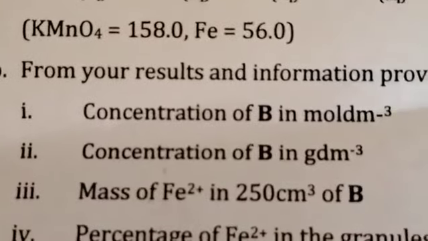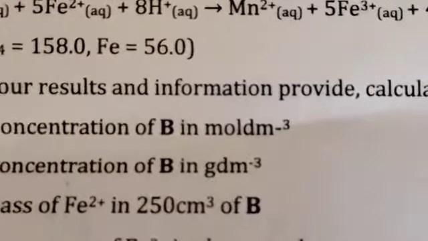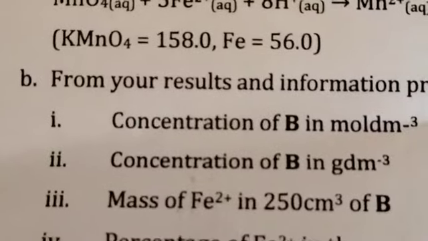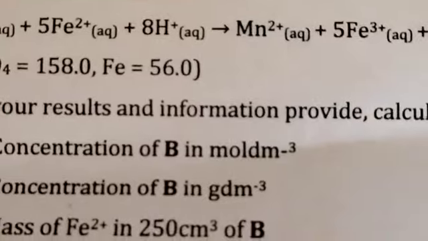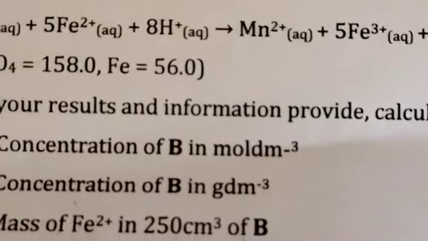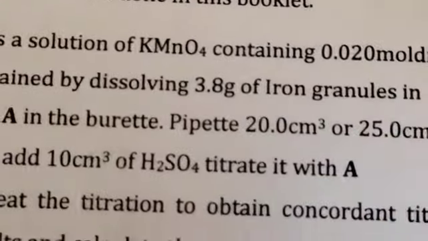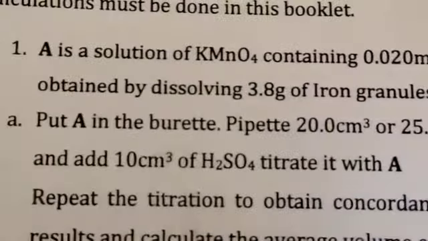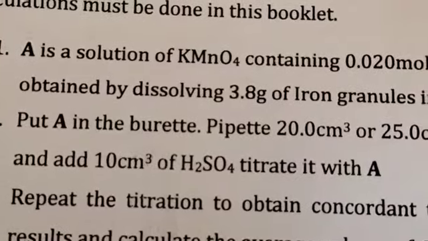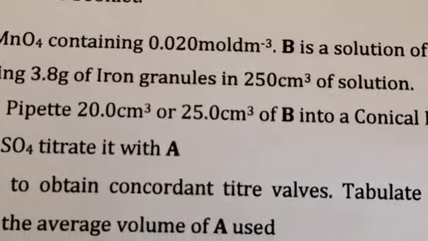Question B says, from your result and information provided, calculate the concentration of B in mole per dm cube. What is B? They say that B is an iron 2 solution obtained by dissolving 3.8 grams of iron granules in 250 cm cube of solution.